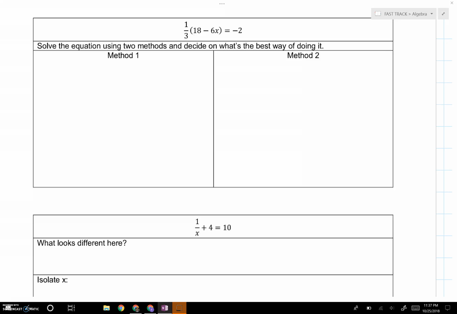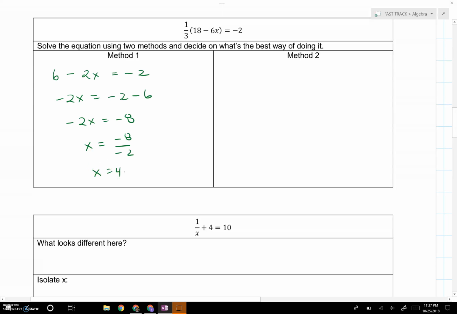So there's a couple ways to approach this question. The first way is to distribute a third into everything in the bracket, which is what we've been doing. So a third times 18 is 6, minus a third times minus 6x is minus 2x, and that's equal to negative 2. I've got minus 2x is equal to minus 2 minus 6. So minus 2x is minus 8. And x is minus 8 divided by negative 2. So x is 4. So that's a pretty good way to do it. I don't have an issue with that.